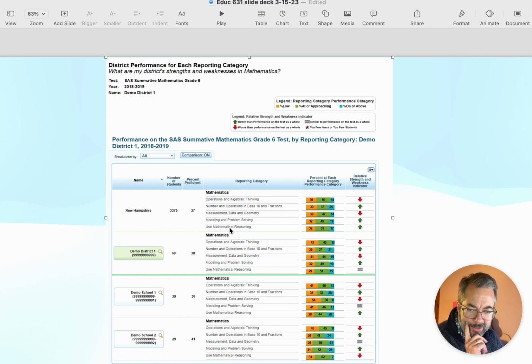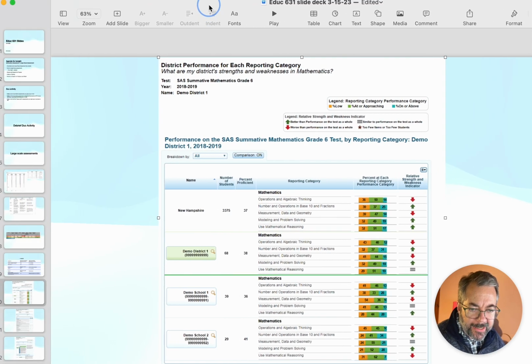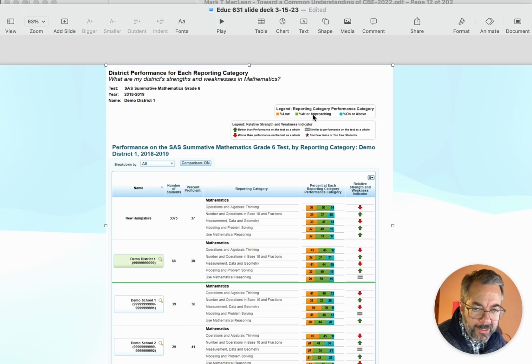And what they do is they break it up into, in this case, 5 different reporting categories: operations and algebra, number and operations, measurement, modeling, and problem solving, mathematical reasoning. They more or less link up with the NCTM standards. And then you're going to see the percent of each reporting. Now, if we look up, you're going to have 4 different categories, basically, and they're showing 3 here: low, at or approaching, on or above. So the blue would be obviously the best, on or above. The green is near percentage or approaching it, and obviously low is the orange.